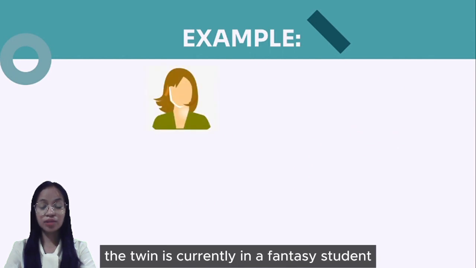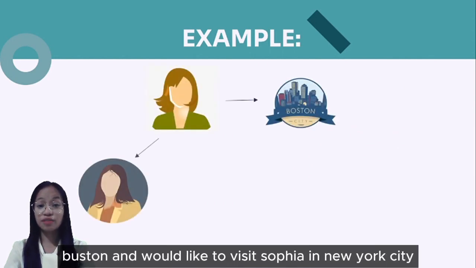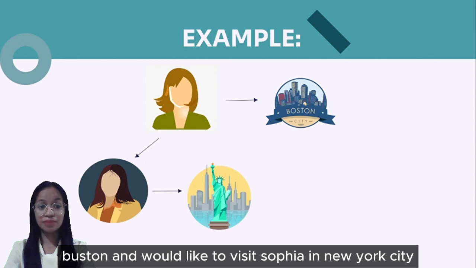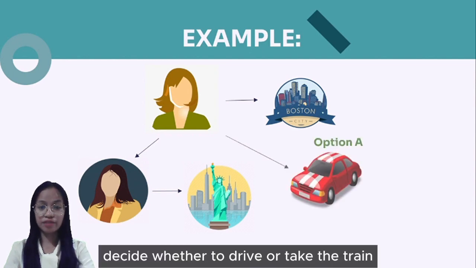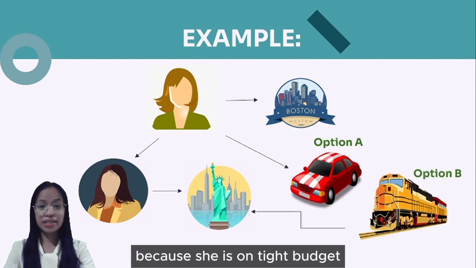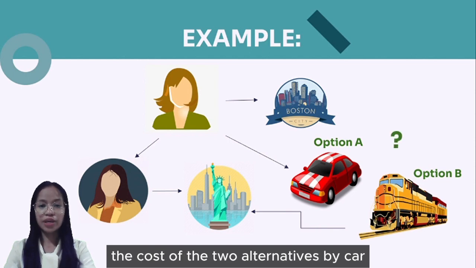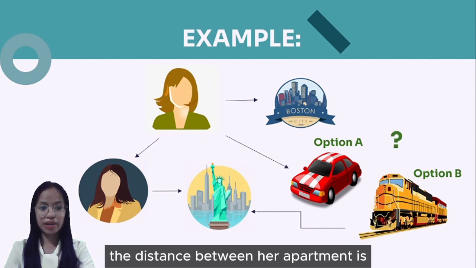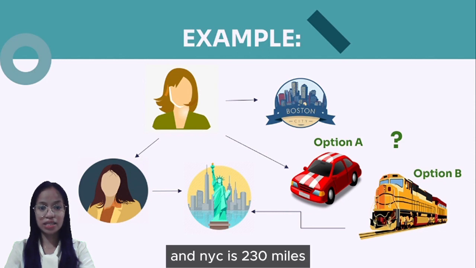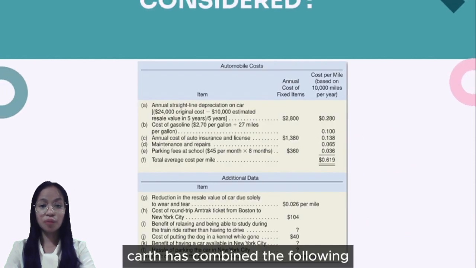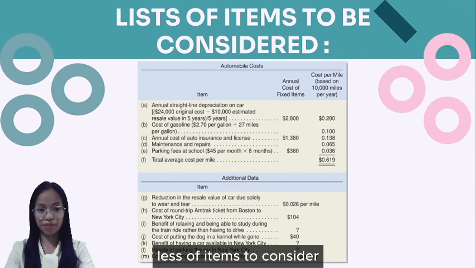Catherine is currently an accountancy student in Boston and would like to visit Sophia in New York City. She's trying to decide whether to drive or take the train. Because she is on a tight budget, she wants to carefully consider the cost of the two alternatives. By car, the distance between her apartment and Sophia's apartment in NYC is 230 miles. Kat has compiled the following list of items to consider.